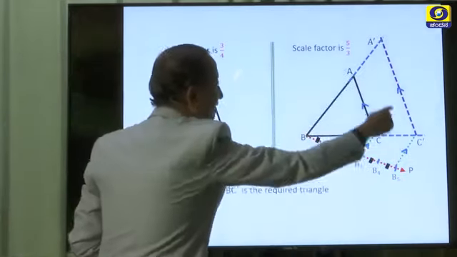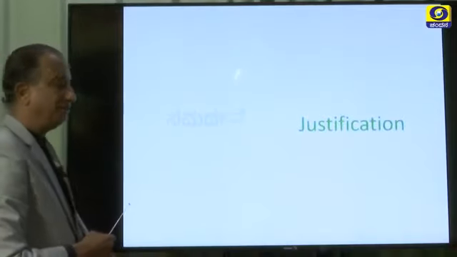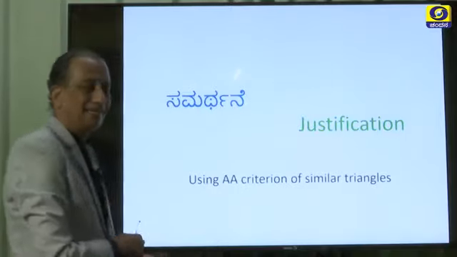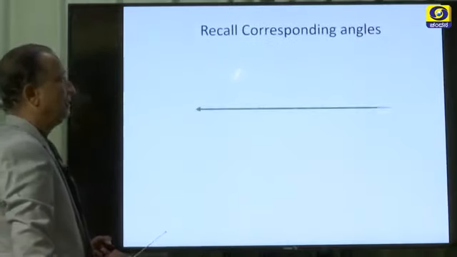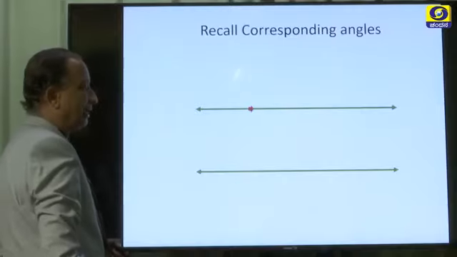Here A dash B C dash is our required triangle. So, now we have to do the justification part. Using the AA criterion of similar triangles, we will do the justification. For this you should recall corresponding angles.